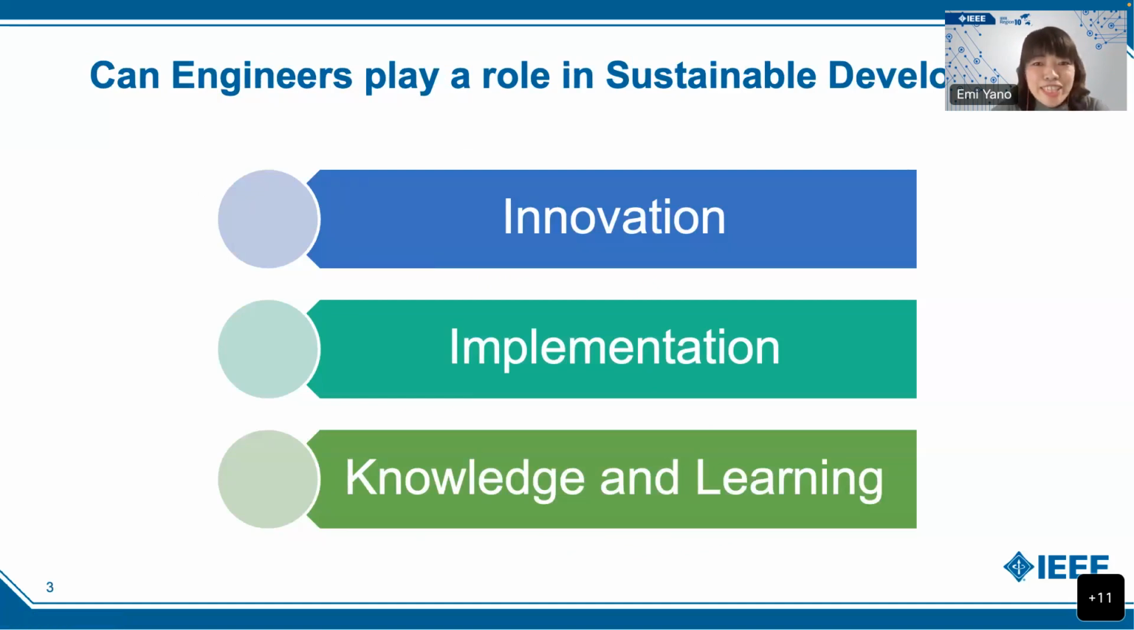Can we engineers play a role in sustainable development? Yes, we can. So sustainable development needs innovation. Engineers play a key role in the design and the development of new products and services. Implementation. Engineers assist in on the ground implementation and the troubleshooting of new technologies. Knowledge and learning. Engineers can utilize our skills in data collection and analysis to evaluate and improve projects.